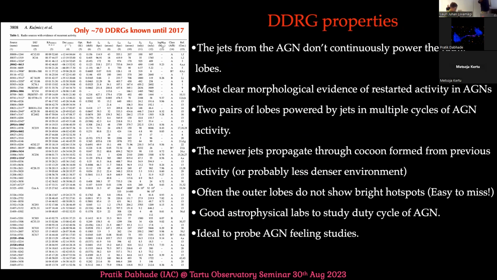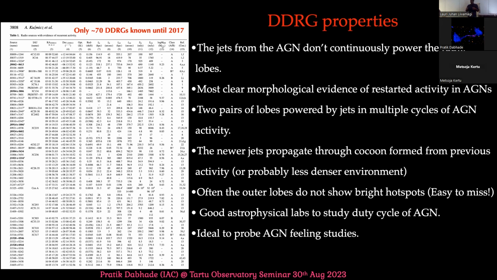So what have we learned so far from only the 70 odd objects which have been identified, and even fewer were studied in detail? That the jets do not continuously power in AGN. There is a stop gap or stop and start mechanism at play, and we are trying to understand why, under what condition it happens so. And this is the only class of AGN or radio AGNs where we can clearly see restarted activity because of the morphological evidence. Unlike in other AGNs, it is very difficult to understand whether it was active in the past or not from the optical or IR studies.